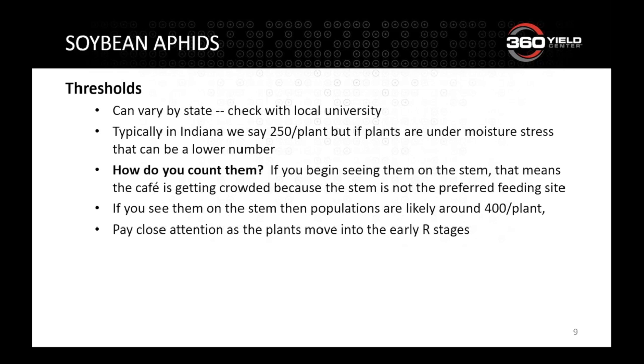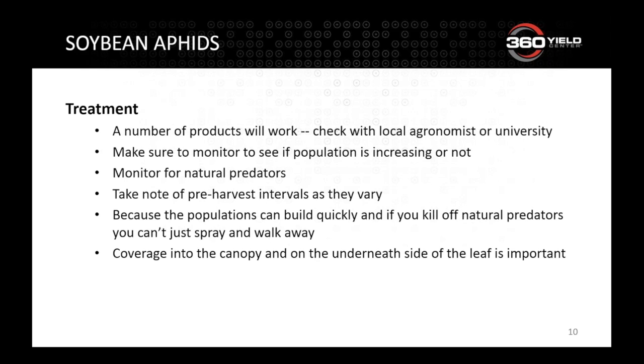Now, I always get the question, who in the world is going to count them, right? And here's kind of an easy rule of thumb: if you start seeing populations build on the stem, that in essence means you've got around 400 per plant. And the reason for that is the stem is not the best place to eat in town. So if you've got populations moving to the stem, and you see them down there, that means you've probably got around 400 per plant. So pay close attention as your plants start moving into the reproductive stages, because this is the critical stage. Just watch to see if the populations are building or declining.